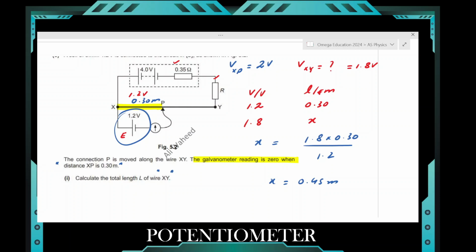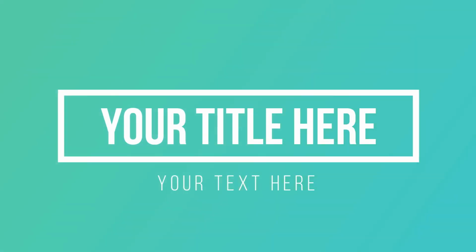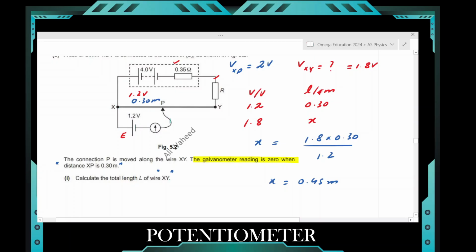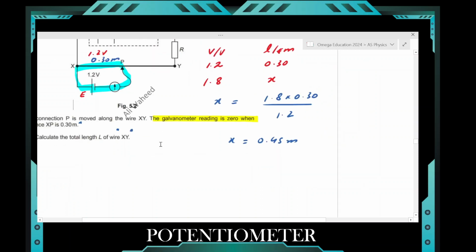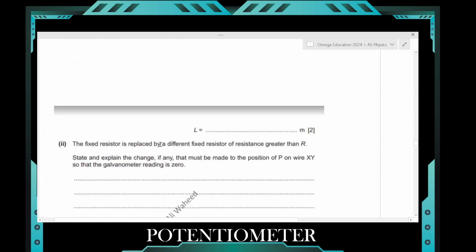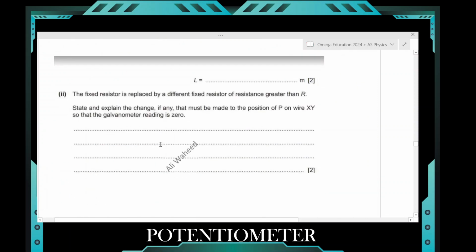There is no internal resistance shown, first of all, and even if it were shown, it would have been redundant because no voltage would have been dropped across that internal resistance, because the current does not flow through the lower circuit. When I say lower circuit, I mean this one, because the galvanometer reads 0, so no current flows through the battery. The lower battery has no voltage drop across the internal resistance. So the length is 0.45. Okay, then we have the next question.